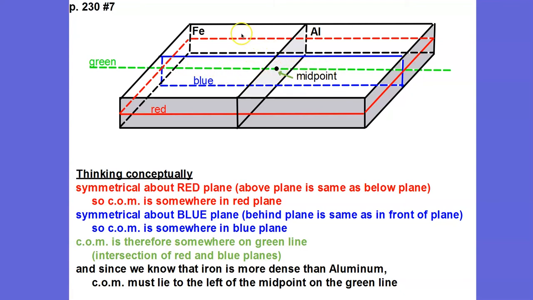And because we know that the iron side is heavier than the aluminum side, that means the center of mass is going to shift from the geometric center to my left here. It's going to be somewhere over here. How far? Well, that's where the math comes in. So let's take a look at the mathematical solution now.